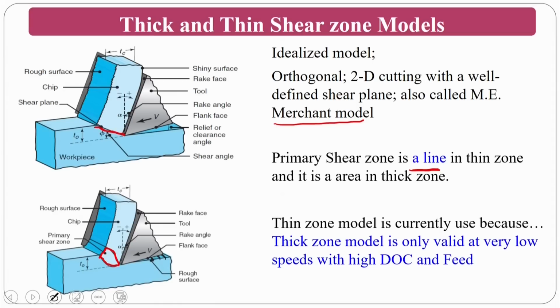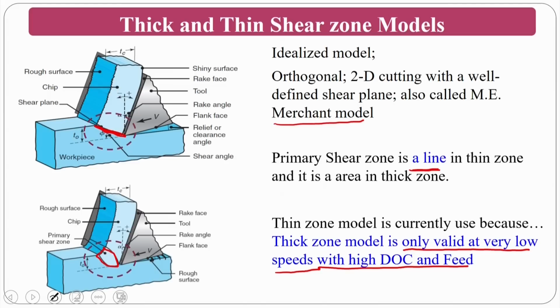But practically speaking, the thick zone model is not considered, because it is only valid when there are low speeds with high depth of cut and high feed. Normally the cutting operations may be done using these input conditions. However, in general practice, this may not be used. That's why, for better understanding purposes, we are going for the thin zone models. As I already said, let me summarize: the thin zone model is a line, and the thick zone model is a plane, or an area. So that is the difference between a thin zone model and a thick zone model.